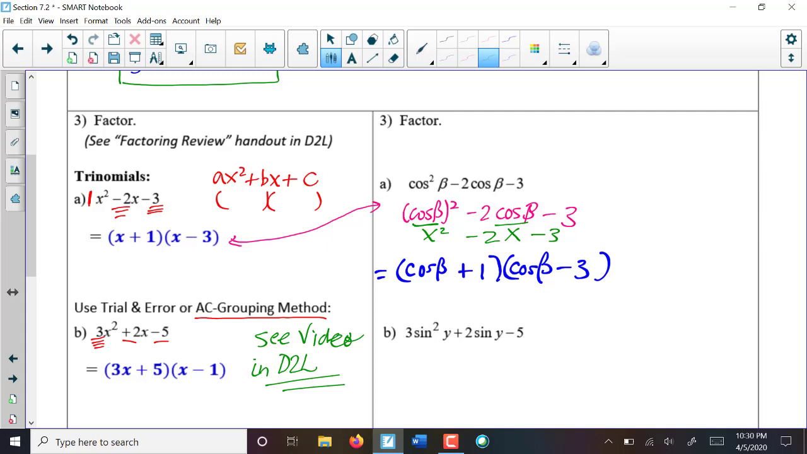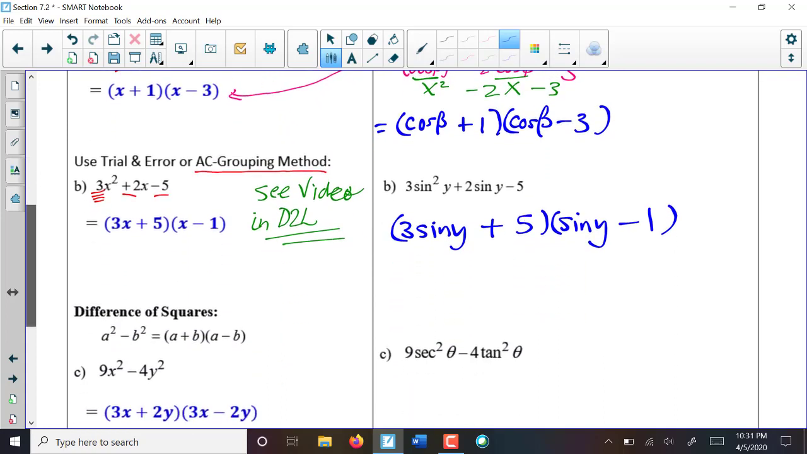All right, so can you see how it's very similar here? Instead of x, we have sine of y. So if you need to rewrite it, do so. Okay, so 3 sine squared y would be 3 sine y and sine y. That would multiply to be 3 sine squared y. And I know then that this has to be a +5 and this has to be a -1. Okay, so the big thing here is maybe convert it into something in terms of just a variable rather than a trig function.